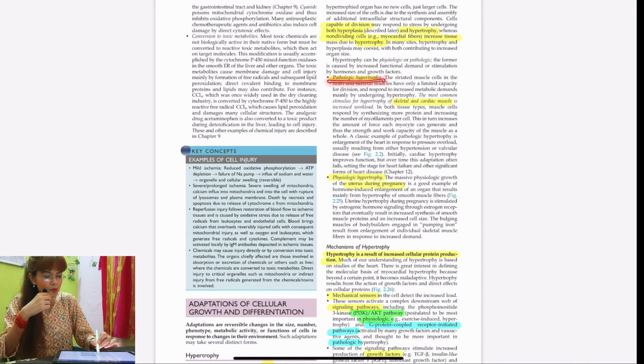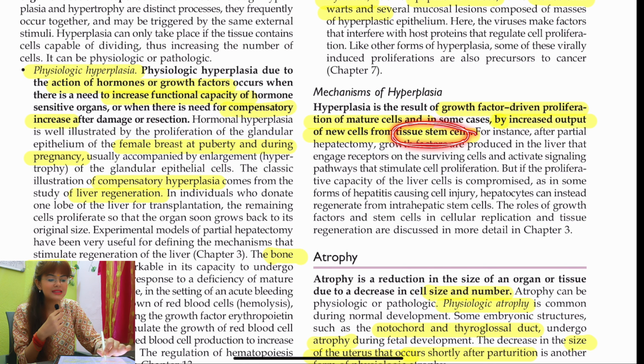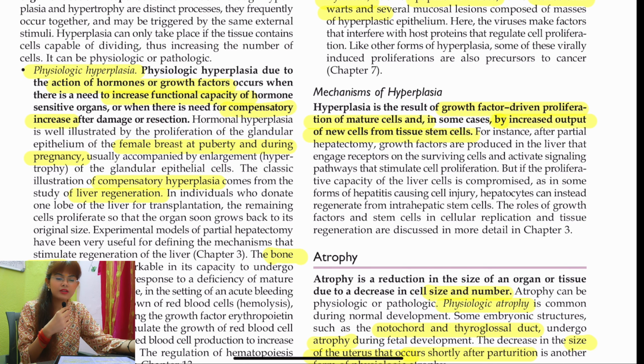There is growth factor driven proliferation of mature cells, and in some cases increased output of new cells from tissue stem cells. So here the tissue stem cells are getting activated, or rather tissue stem cells play an important role because they're now generating more and more cells.